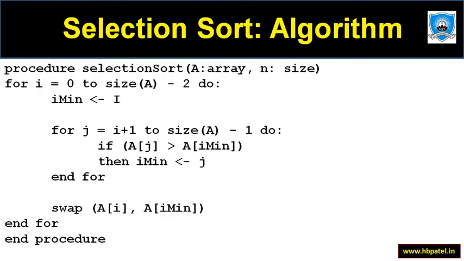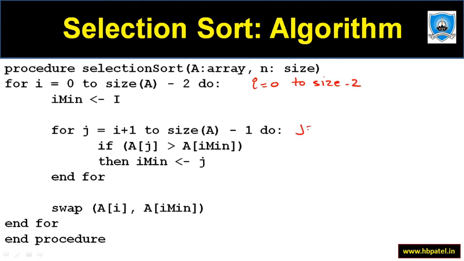Now let us move further. Let us see the algorithm. We can see that i is starting from 0 to size minus 2, that we have already seen, and j always starts from i plus 1.